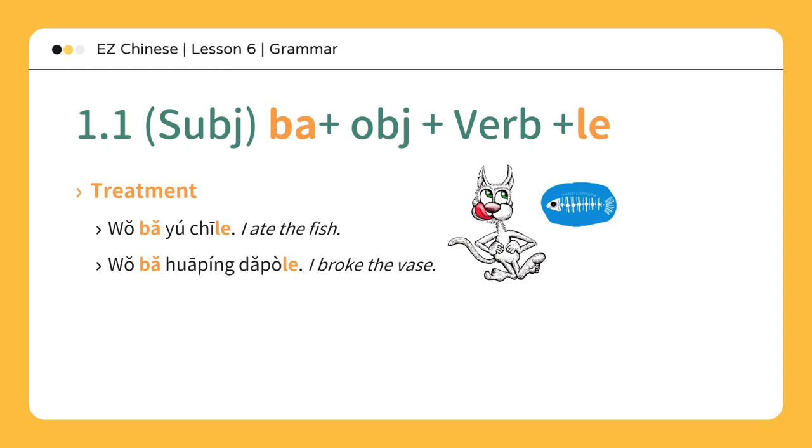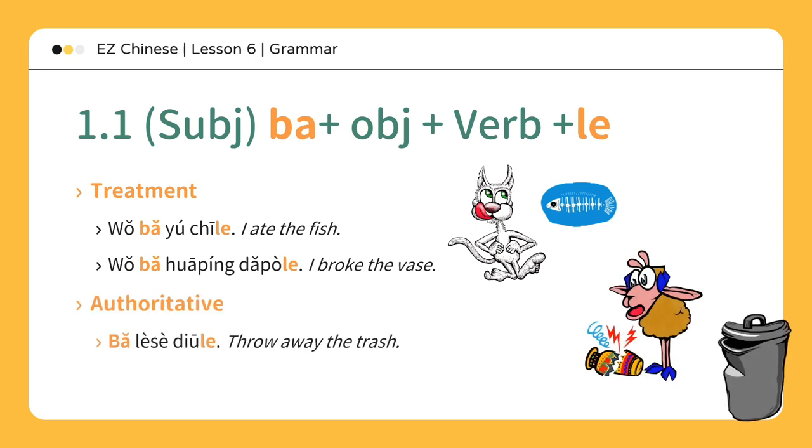我把鱼吃了。I ate the fish. 我把花瓶打破了。I broke the vase. Authoritative. Command someone to do a specified thing. 把垃圾丢了。Throw away the trash.